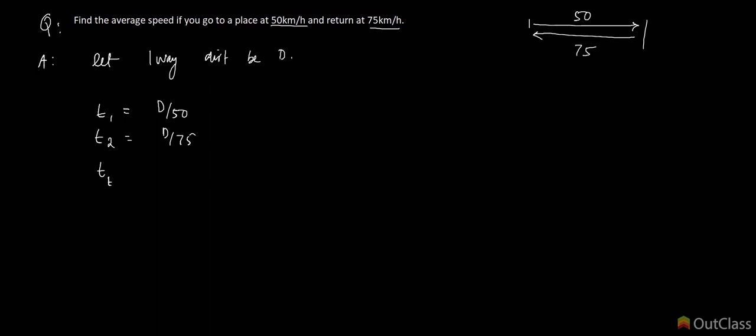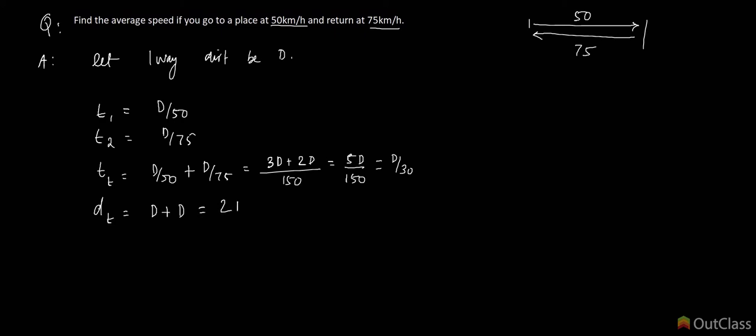So the total time is d by 50 plus d by 75, which you will simplify by using 150 as a common denominator, 3d plus 2d, which is 5d by 150, which is d by 30. Now the total distance was d one way and d the other way, 2d. So the average speed would be 2d divided by d by 30.